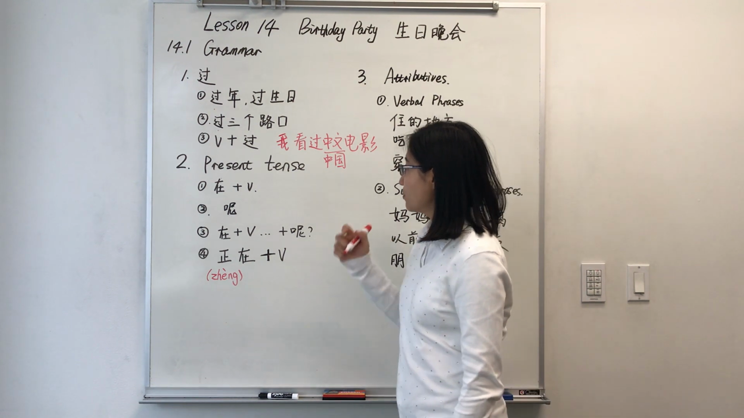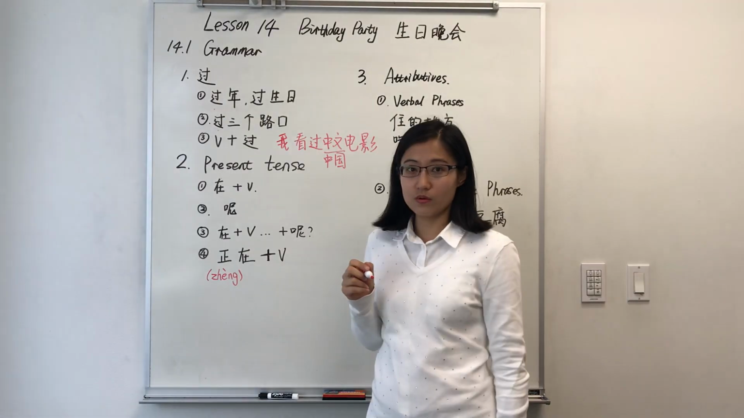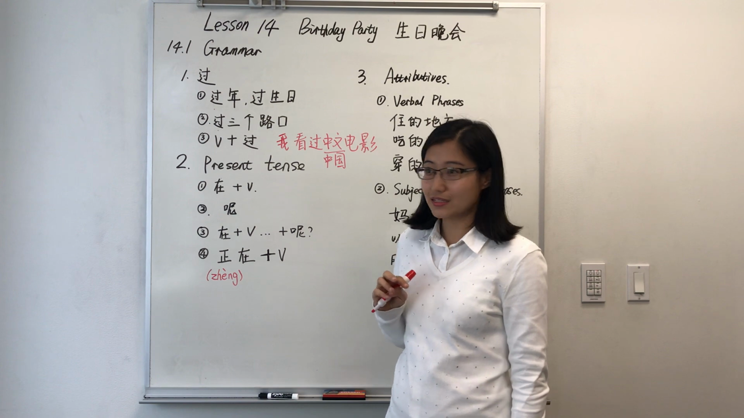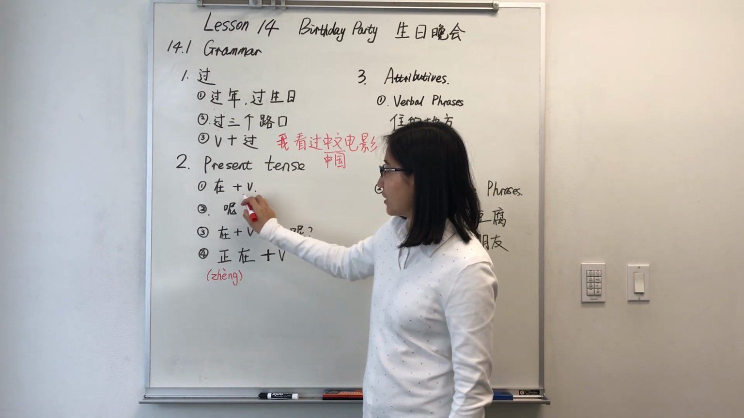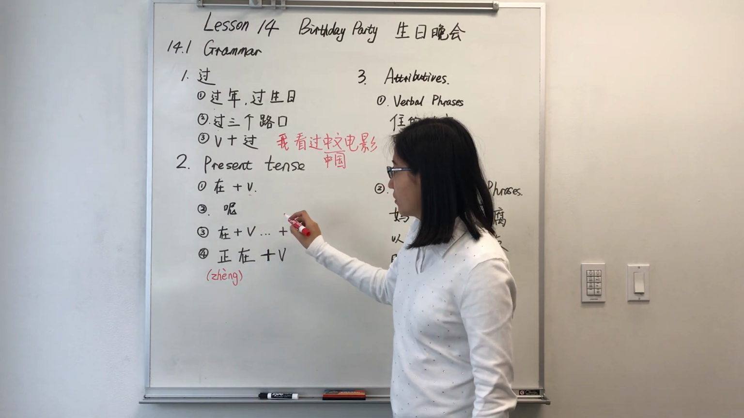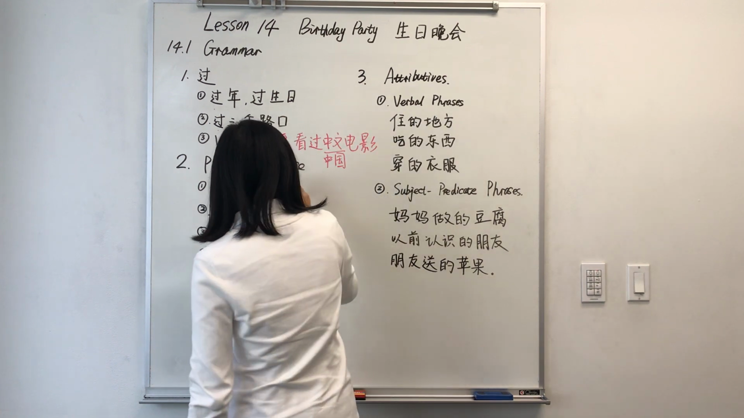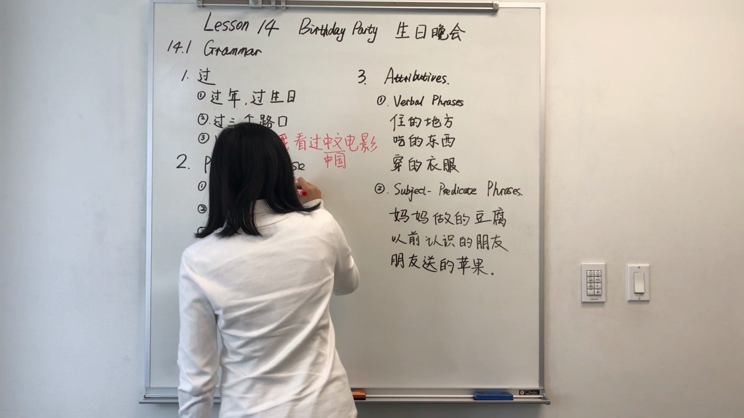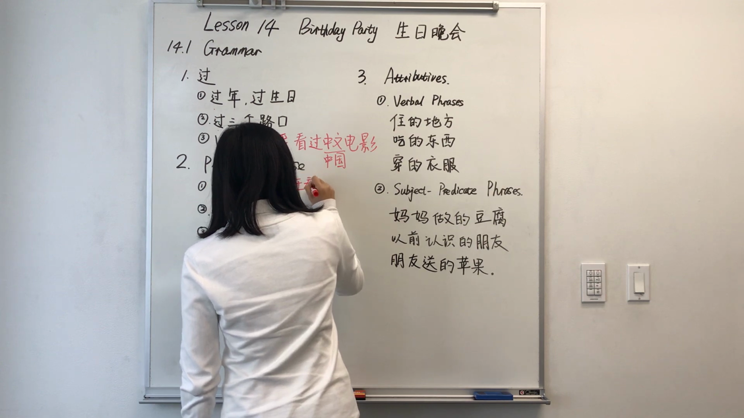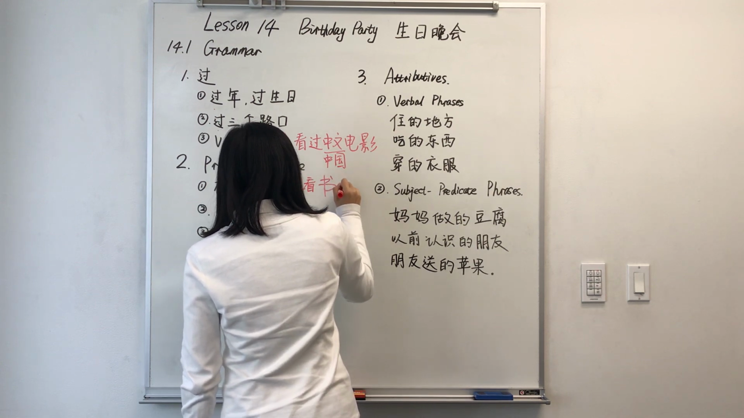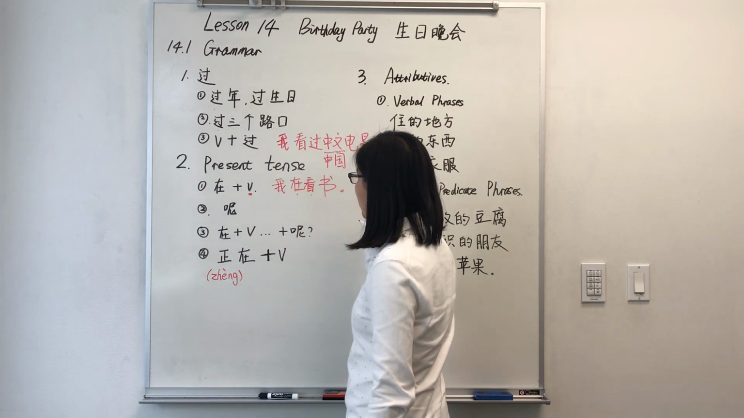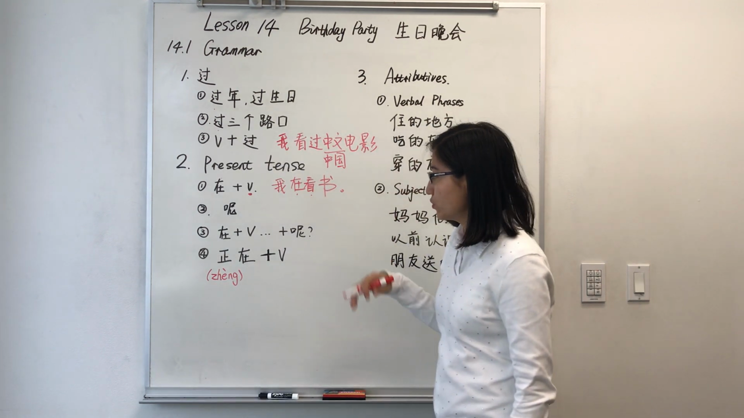Next one is present tense. We have 4 ways to express the present tense. The first one is 在 plus the verb. For example, 我在看书. I'm reading a book. 在 plus 看, 我在看书 means the action you are doing.